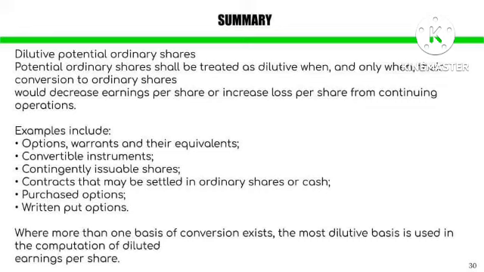Dilutive potential ordinary shares. The potential ordinary shares shall be treated as dilutive when and only when the conversion to ordinary shares would decrease earnings per share or increase loss per share from continuing operations. Examples include options, warrants and their equivalents, convertible instruments, contingently issuable shares, contracts that may settle in ordinary shares or cash, purchase options, written put options. Take note that where more than one basis of conversion exists, the more dilutive basis is used in the computation of diluted earnings per share.